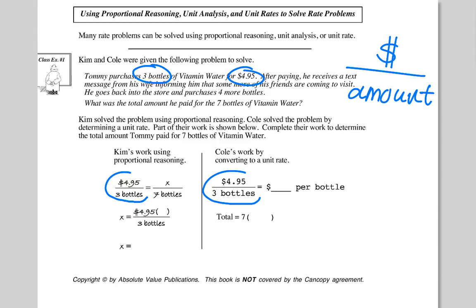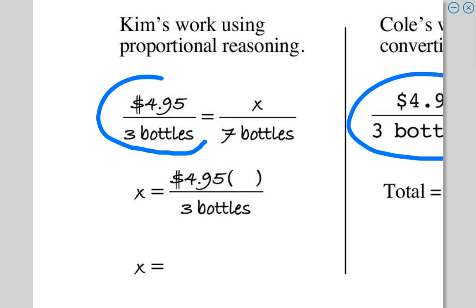Okay, so he's doing his thing. He gets a text. Here it says the wife wants 4 more bottles. So he actually has to get 7 bottles, not 3. So if it costs $4.95 for 3, how much does it cost for 7? That's what Kim has done. This is her thinking. If it costs $4.95 for 3, how much does it cost for 7? And notice the units: dollars, bottles, dollars, bottles. Okay, so what you're going to do is put a little dollar sign here.